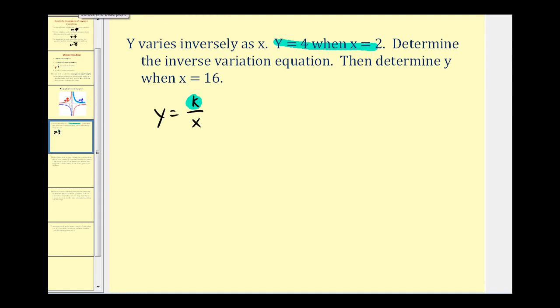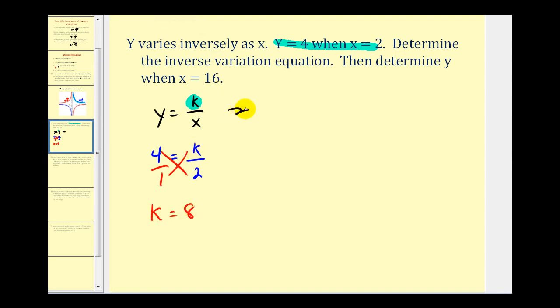So by performing substitution, we'll have 4 is equal to k divided by 2. We can put this over 1 and cross multiply. So we have k times 1, or k, is equal to 4 times 2, which is 8.